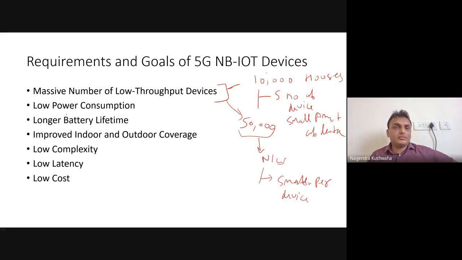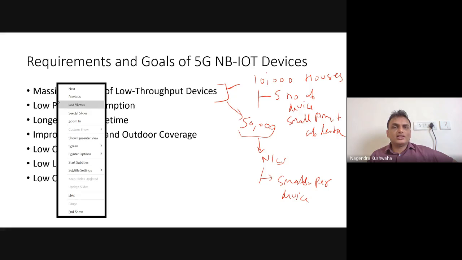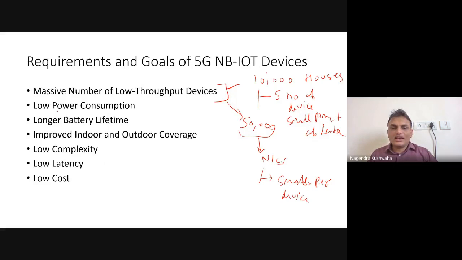The second important part is low power consumption, and I hope up till now, whether it is small range communication or long range communication, we always talk about low power consumption. The third thing is long battery lifetime, which is already required. Improved indoor and outdoor coverage is very much required when we are talking of critical applications like connected cars.